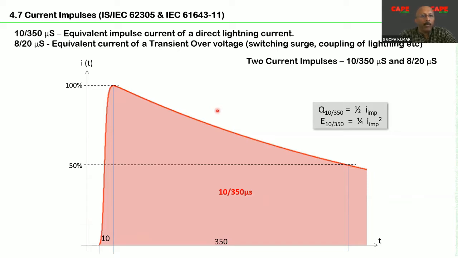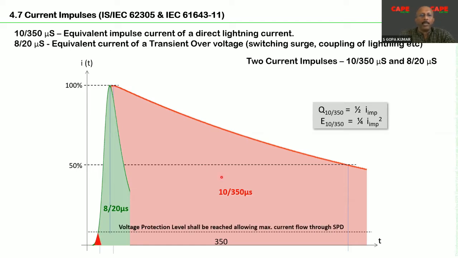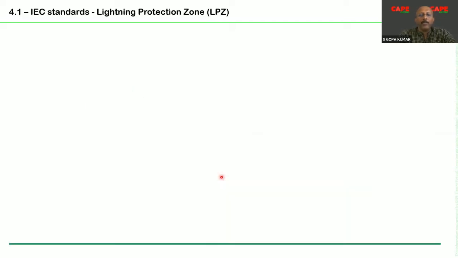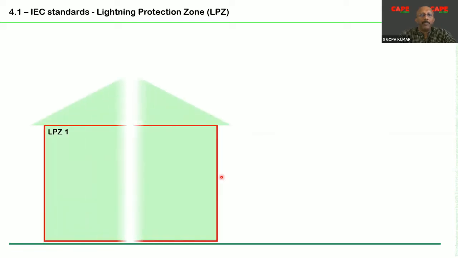But as I always say, don't think that lightning is always 10 by 350. It is not like that. It is a current impulse generated or produced in a laboratory for the purpose of testing the equipment or testing the components. Similarly, we have one more wave shape, which is the 8 by 20 microseconds, meaning the discharge current. The current goes from 0 to peak in 8 microseconds and comes to half value in 20 microseconds. So these two wave shapes you should always keep in mind.